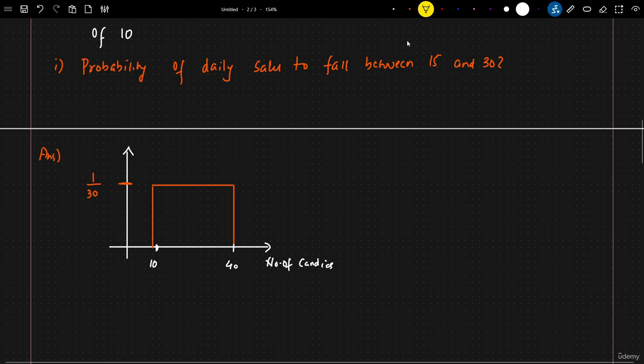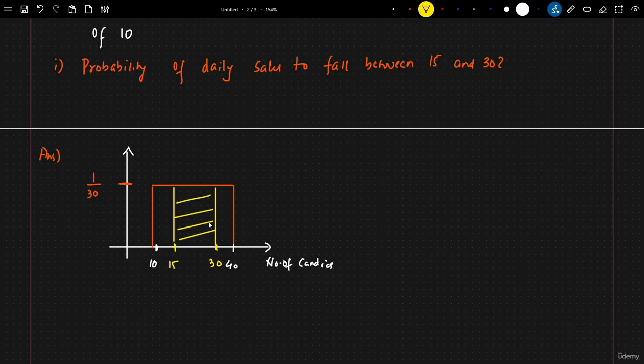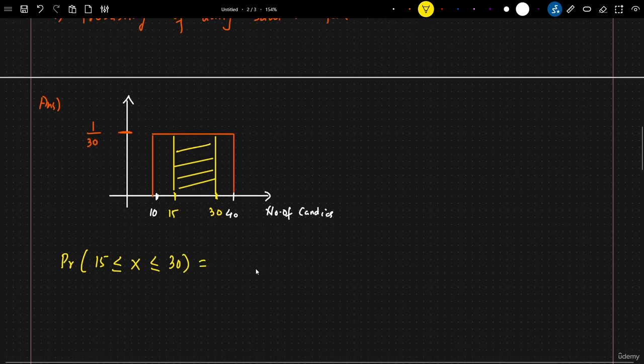Now my question is, what is the probability of daily sales to fall between 15 and 30? Let's say this is 15, this is 30. I need to find out the probability of daily sales to fall between these values. So now I can go ahead and calculate it. I will write probability of 15 less than or equal to random variable X less than or equal to 30. This is what we really need to calculate.